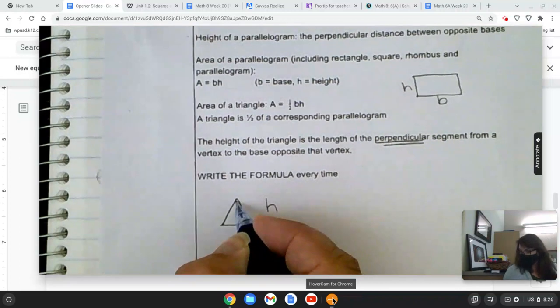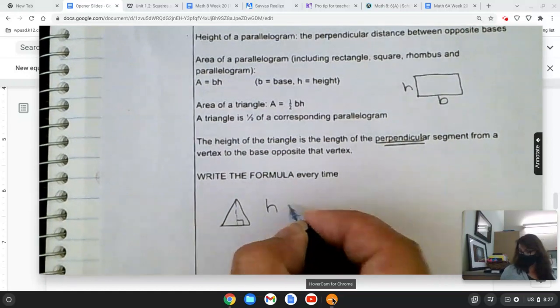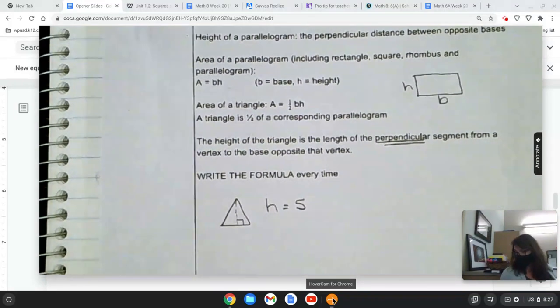You're usually going to see the perpendicular marked with a dotted line. Okay, so I'm going to make this height 5. I don't know why I feel like 5. What would be the base of this triangle? This is actually a really important thing I want to show you guys.